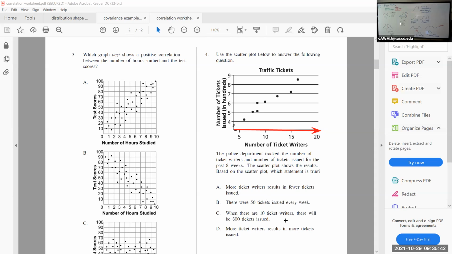When there are 10 ticket writers, there will be 800 tickets. That's not true. When there are 10 ticket writers, if that was true, we'd have a dot right there, but we don't. That's why our answer is going to be D.